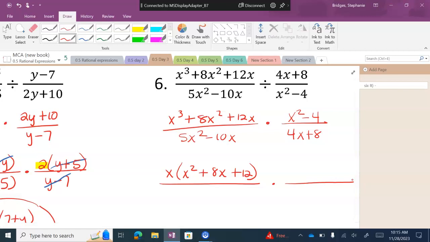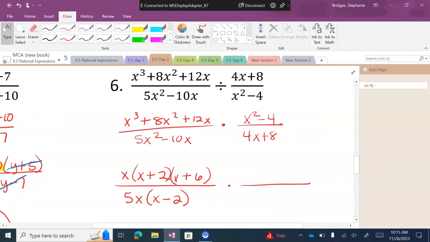What numbers multiply to give me 12 and add to give me 8? 2 and 6. So I'm going to do a little bit of erasing. Set up those two parentheses. 2 and 6. My signs are both going to be the same, and they're both going to be positive, right? Okay, in that denominator, 5x squared minus 10x, it's only two terms. GCF first, what do they share? A 5 and an x. Okay. And if I divide 5x by both of those, I'm left with x minus 2.